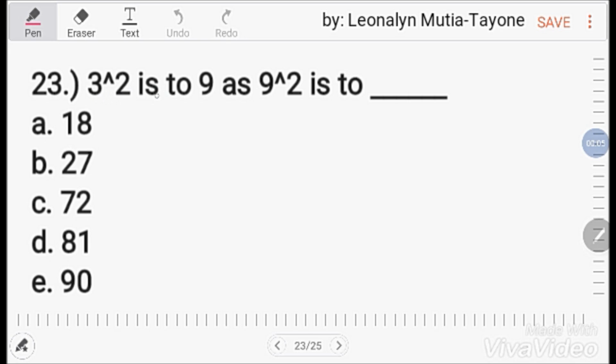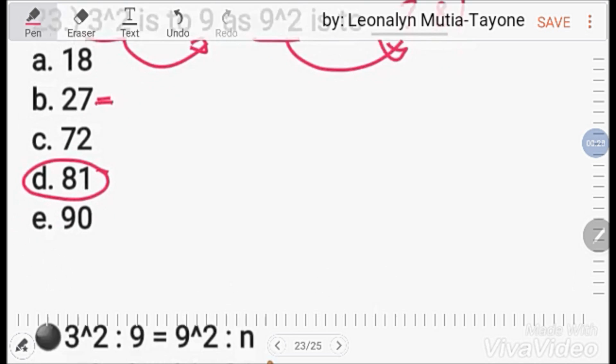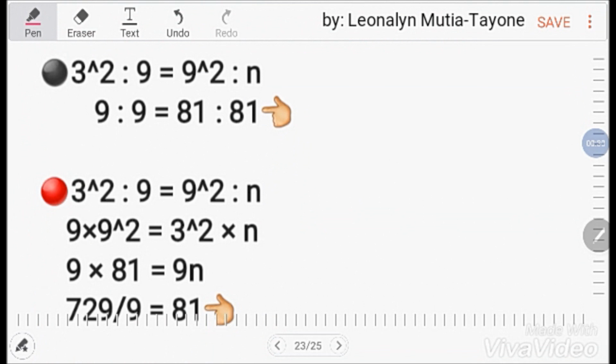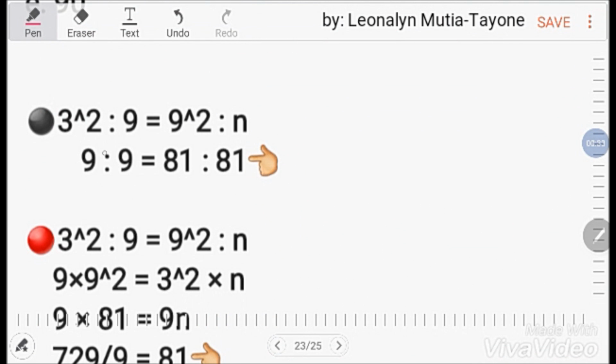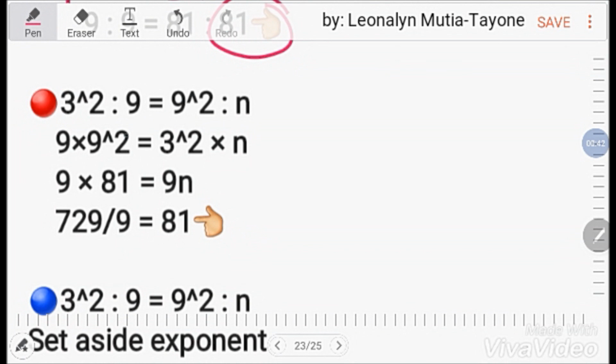3 squared is to 9 as 9 squared is to what? Kung ang 3 squared equals to 9, so this one should be 81. So the answer will be letter D. Kaso ang problema, ang nasa source ko dito is 27 ang sagot. At ayoko yung 27 na yan. Kasi, kung ganito man lang, yung in-squared na yan at saka dito, 81 talaga ang sagot yan. Kung i-cross multiply natin, ganun pa rin 81.